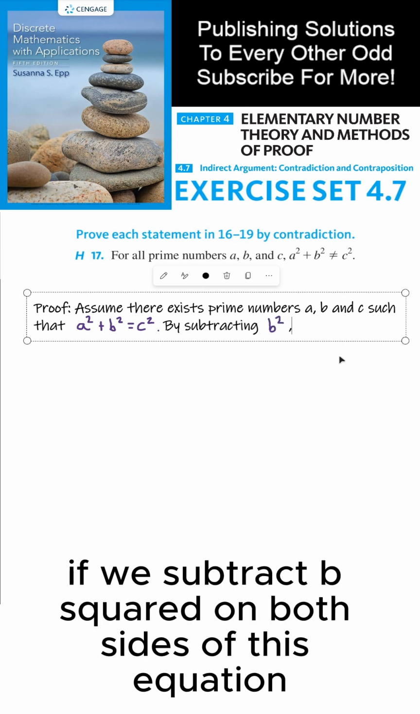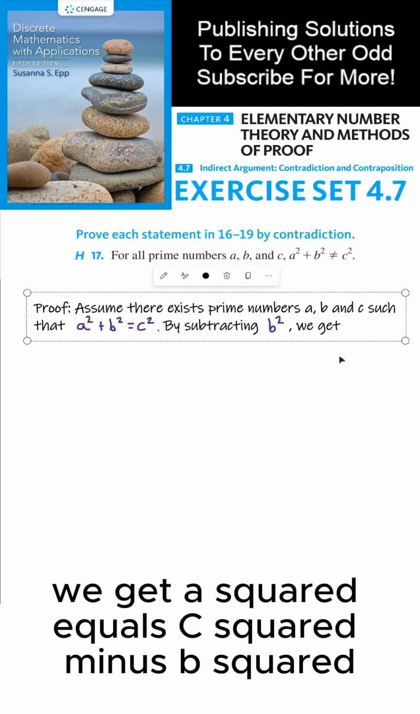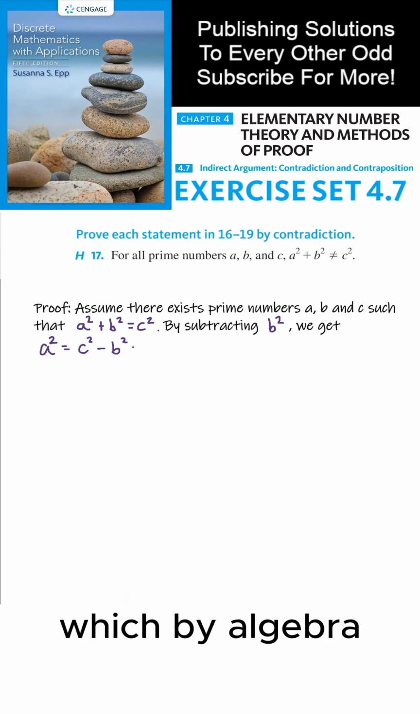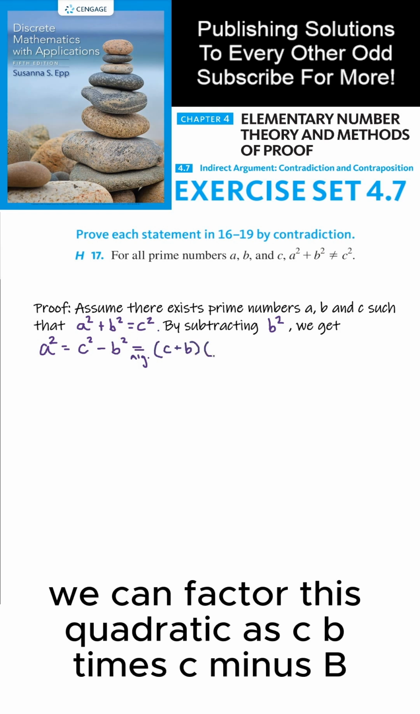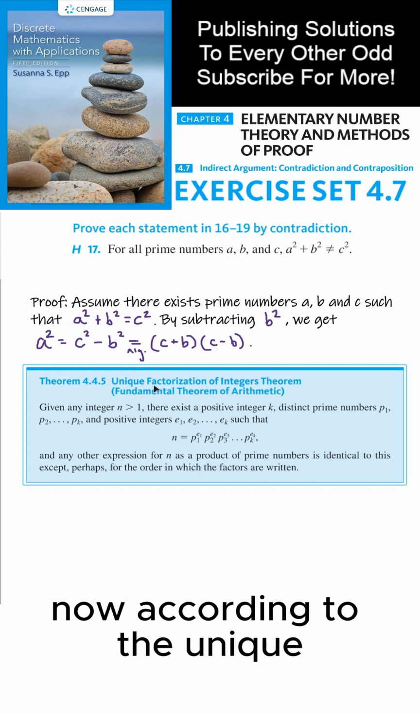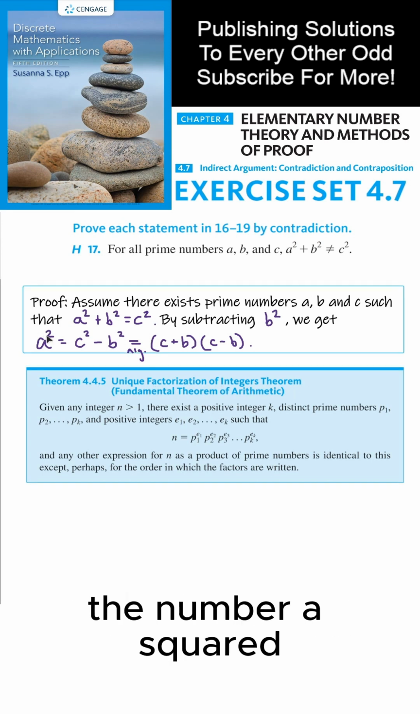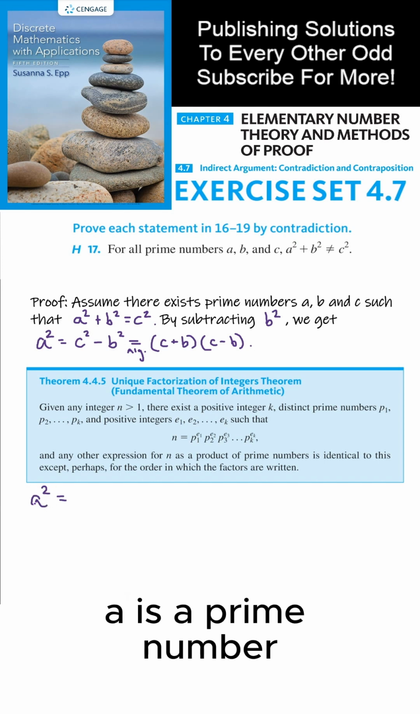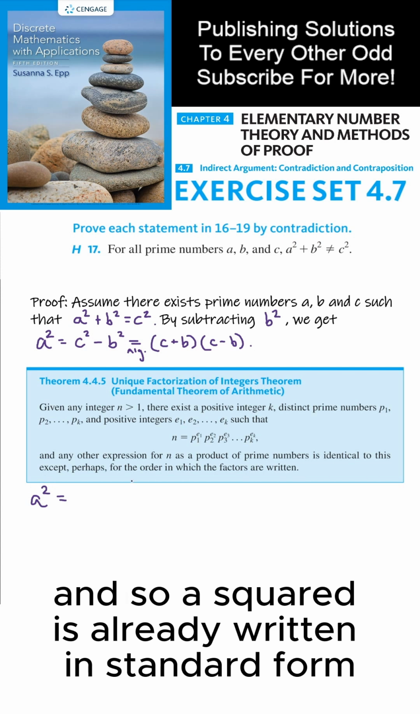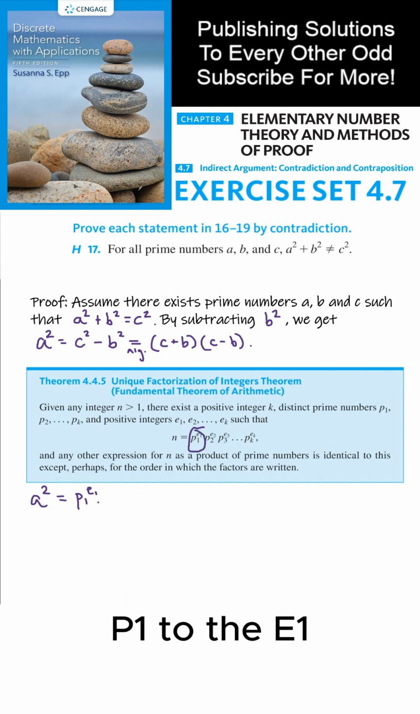Now, if we subtract b squared on both sides of this equation, we get a squared equals c squared minus b squared, which by algebra, and I'll put ALG here to point out that this equality is due to an algebraic property, we can factor as c plus b times c minus b. Now, according to the unique factorization of integers theorem, the number a squared is the only way we can factorize this number. a is a prime number, and so a squared is already written in standard form. So a squared is really my p1 to the e1.